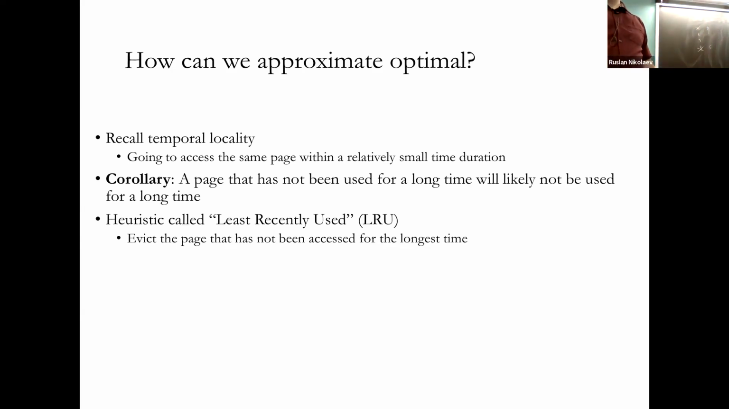So one heuristic that we can use is called least recently used. Evict the page that has not been accessed for the longest time. So instead of looking into the future, we are looking into the past and trying to project the future based on the past. Of course, it doesn't guarantee that looking at the past, we will get the same picture we'll get in the future. It's quite possible that I will see an entirely different picture, but it's typically a good approximation.